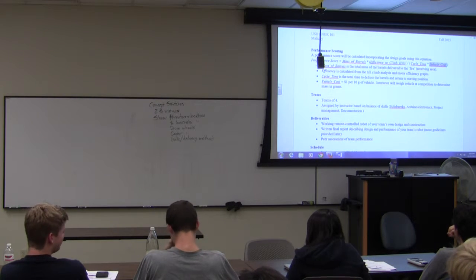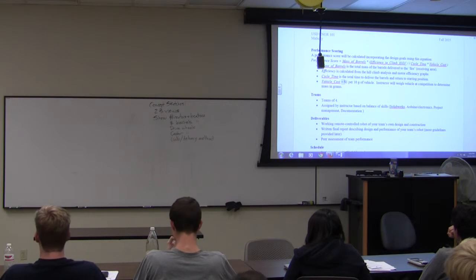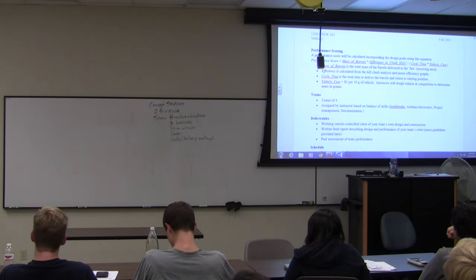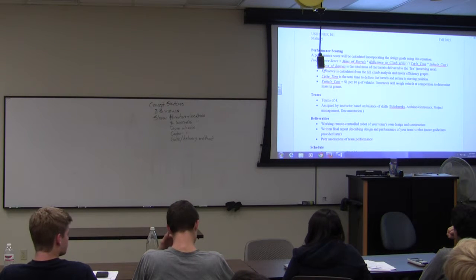Vehicle cost is not too hard though. That's just, in our competition, $1 per every 10 grams of your vehicle. That's just the wood and the motors, not including the weights. So mostly we're going to be looking at the efficiency question and the cycle time question.